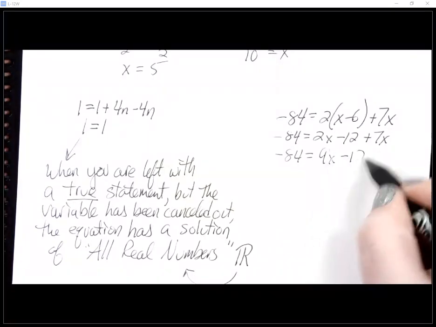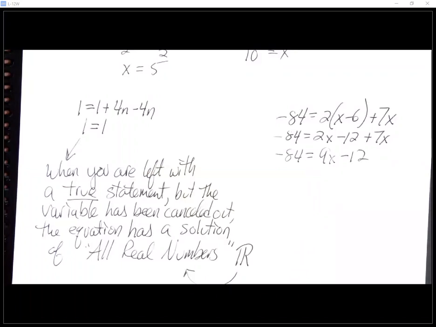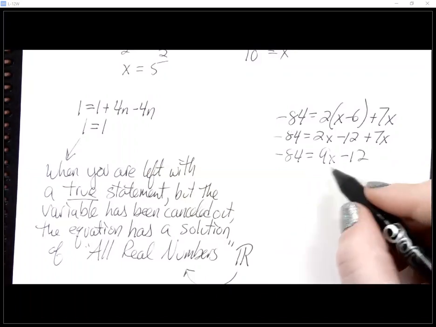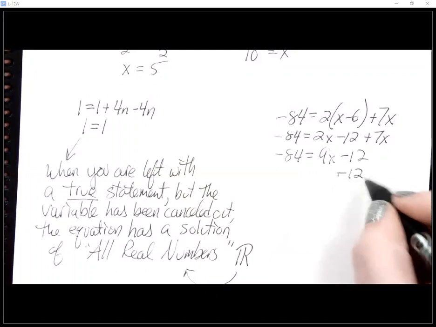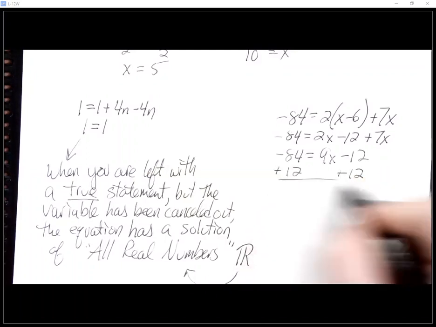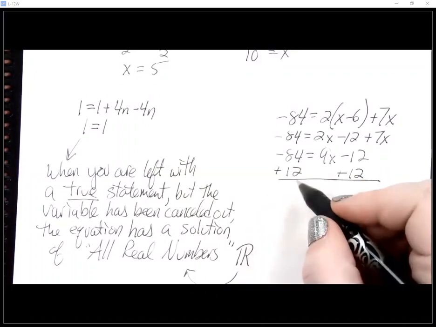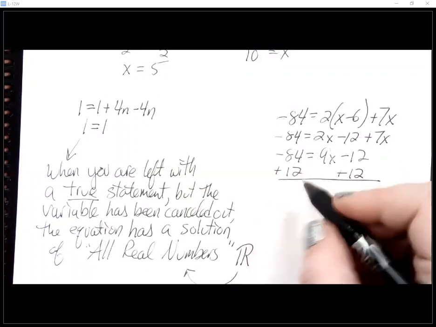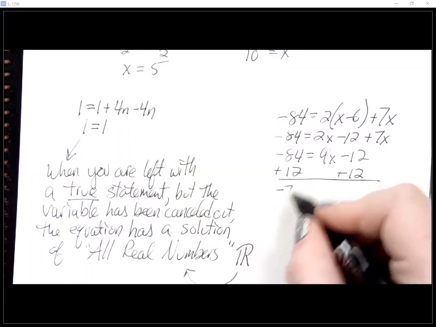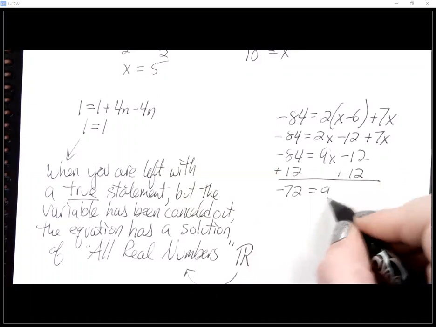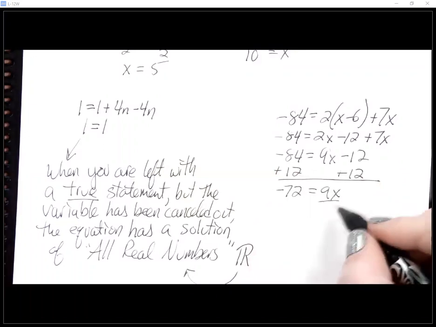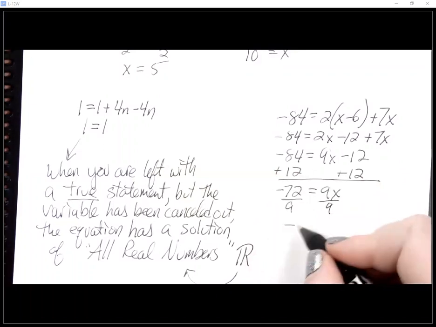And now I'm just gonna finish that out. I wanna get the x by itself. I wanna isolate that variable. Let's add that 12 over. So I'm really subtracting here because I have opposite signs. So that's -72. And then we'll just divide by that 9. So yes, I agree with the -8.